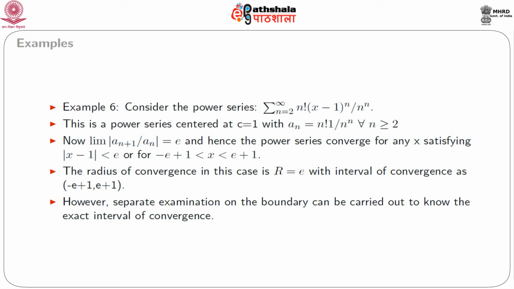any x satisfying absolute value of x minus 1 less than e, or for minus e plus 1 less than x less than e plus 1. The radius of convergence in this case is r equal to e with interval of convergence as minus e plus 1 up to e plus 1. However, separate examination on the boundary, that is on x equal to e plus 1 and x equal to 1 minus e, can be carried out to know the exact interval of convergence.